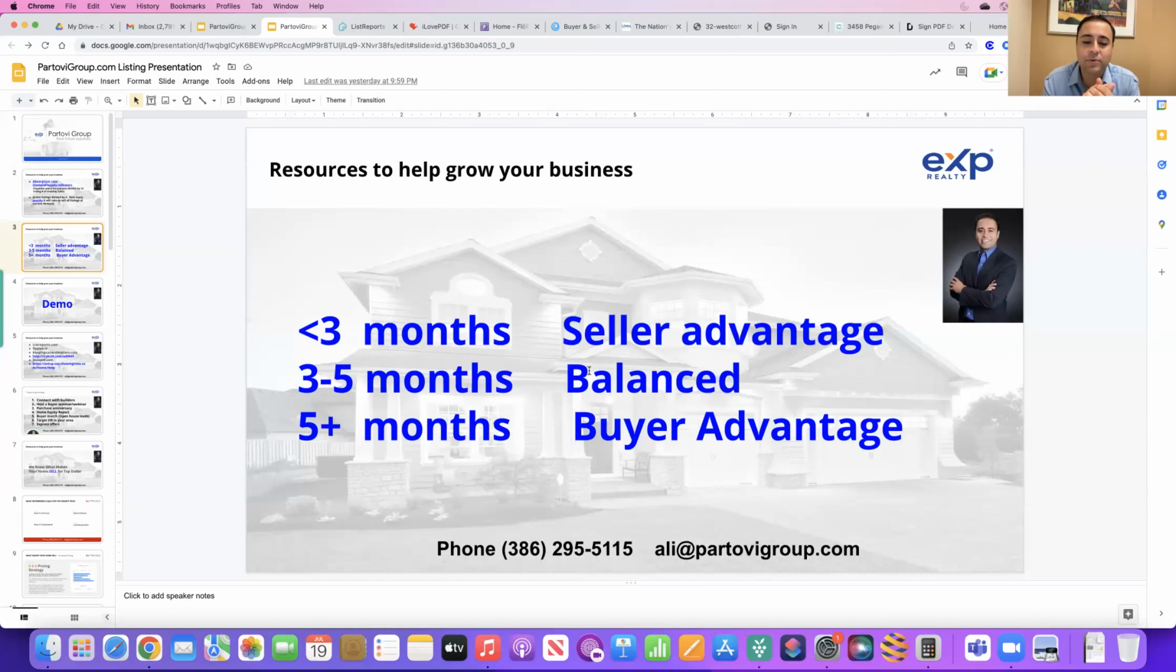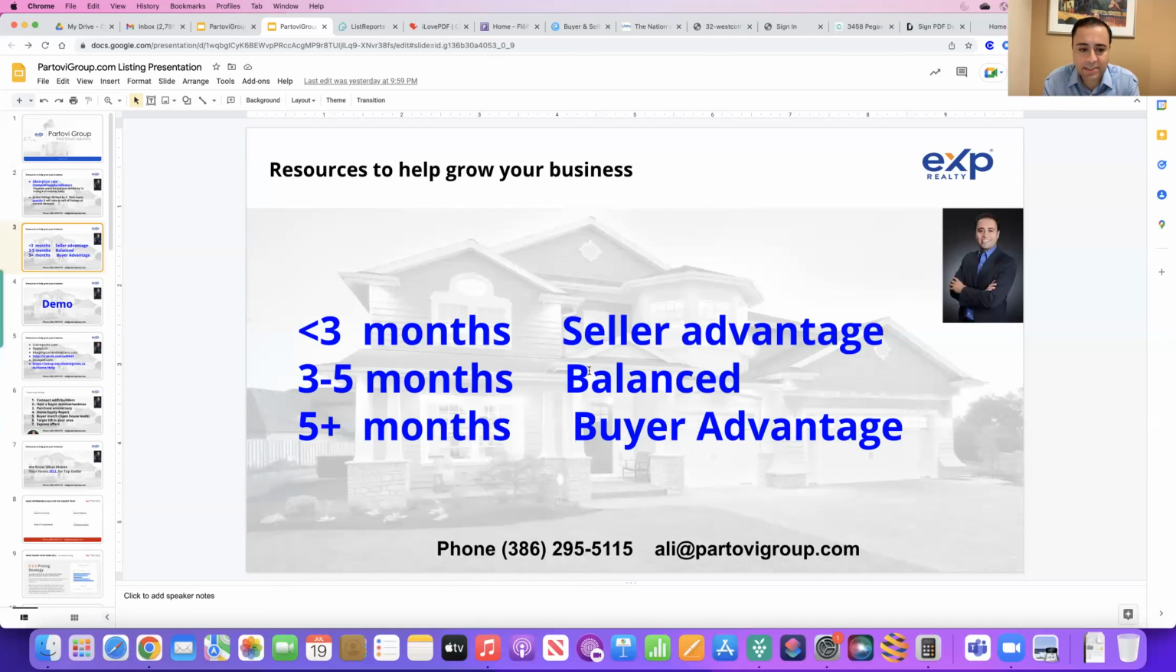And then 5 months or greater, that's a buyer advantage. So it means where there's more supply than there is demand. And I'm actually going to show you guys that right now, depending on the price point, some price points are in a buyer market. And I'm going to show you guys that as well.